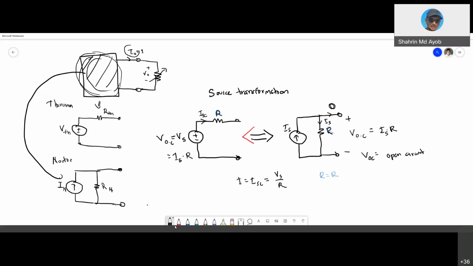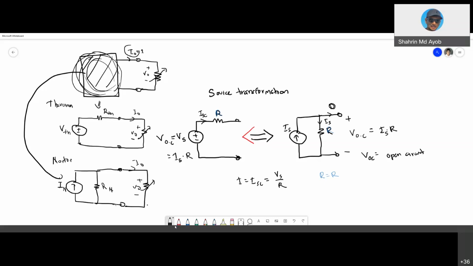So actually it simplifies. Rather than redoing the analysis again and again, we can represent the circuit as a very simple circuit. For example, if you connect a load that always changes, you don't need to do the mesh analysis here. To calculate the IO and VO, you just use the V Thevenin and R Thevenin circuit. The same goes for the Norton circuit. So that is all about Thevenin and Norton.